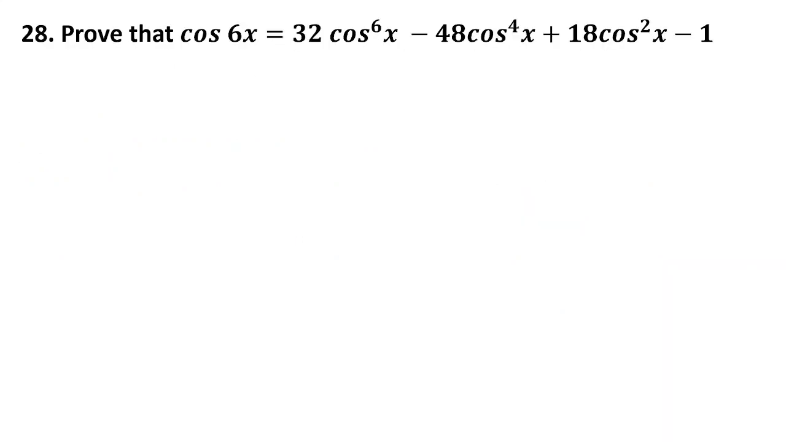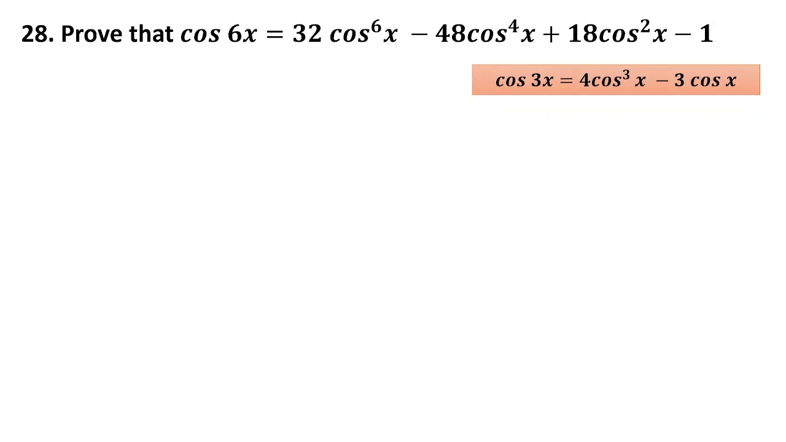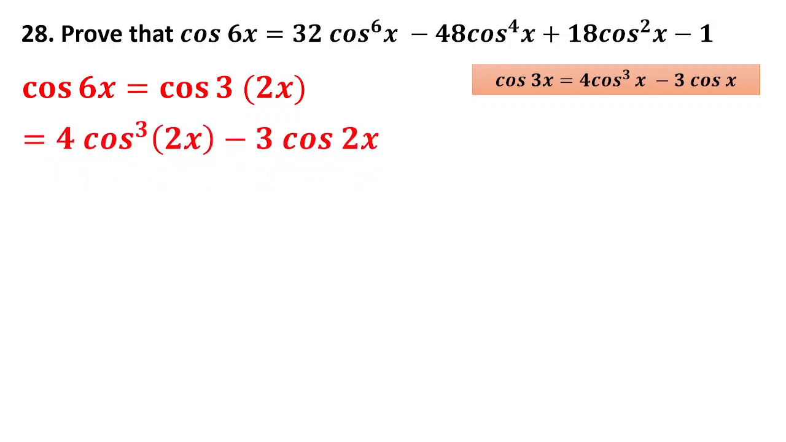Question number 28. We have to prove that cos 6x is equal to 32 cos power 6 x minus 48 cos power 4 x plus 18 cos square x minus 1. We know the formula for cos 3x and cos 2x. Using it, we have to proceed. Cos 3x, I have 4 cos cube x minus 3 cos x. I am using it. Cos 6x is cos of 3 times 2x. Using it, 4 cos cube 2x minus 3 cos 2x.